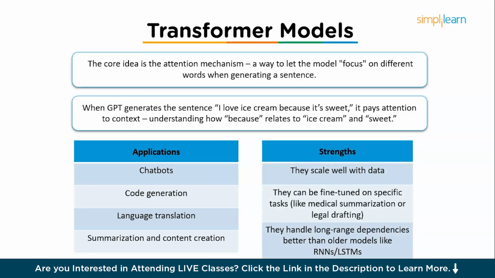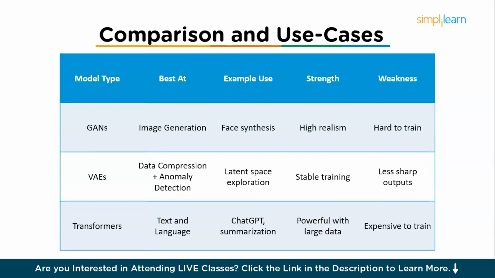So the first one is they scale with data well. The second one is they can be fine-tuned on specific tasks like medical summarization or legal drafting. Then finally they handle long-range dependencies better than older models like RNNs or LSTMs. Then we have a comparison and the use cases.